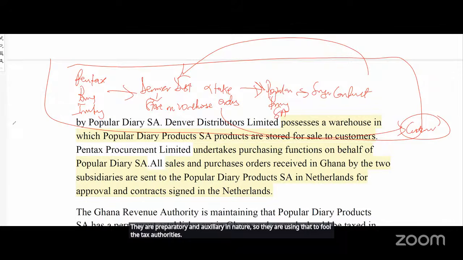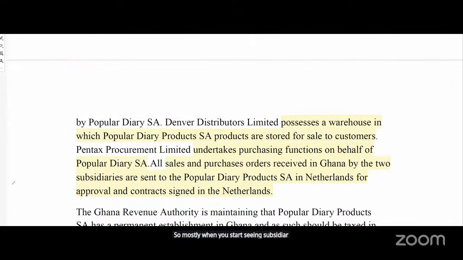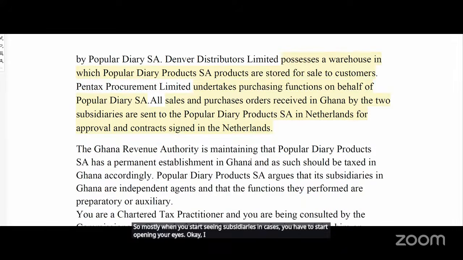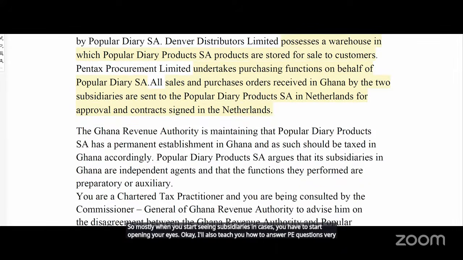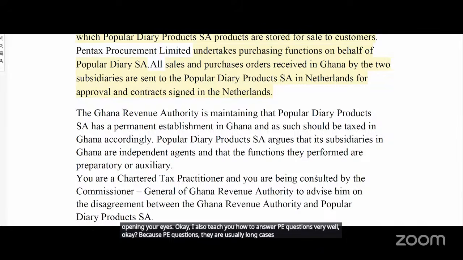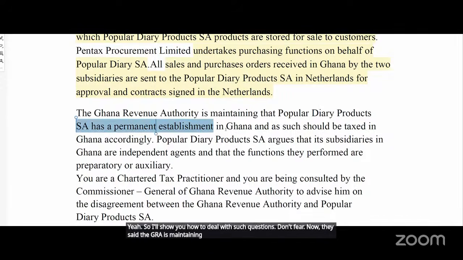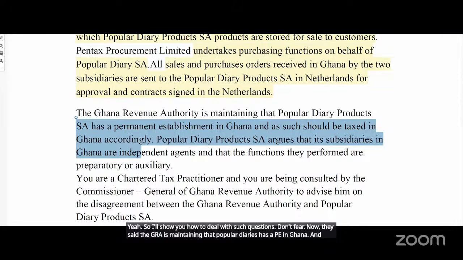So mostly when you start seeing subsidiaries in cases, you have to start opening your eyes. I'll also teach you how to answer PE questions very well, because PE questions are usually long cases and you get confused and overwhelmed. So I'll show you how to deal with such questions. Don't fear. Now, they said the GRA is maintaining that Popular Diary SA has a PE in Ghana and as such should be taxed in Ghana accordingly.